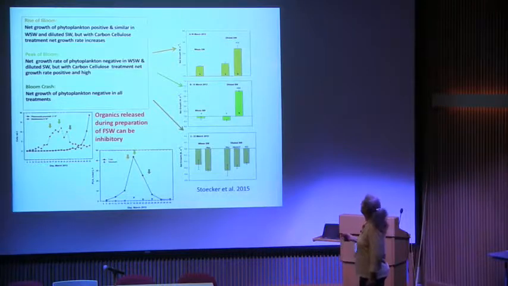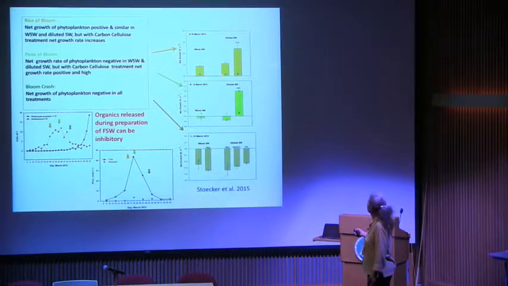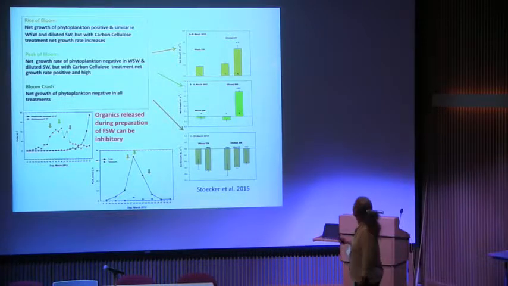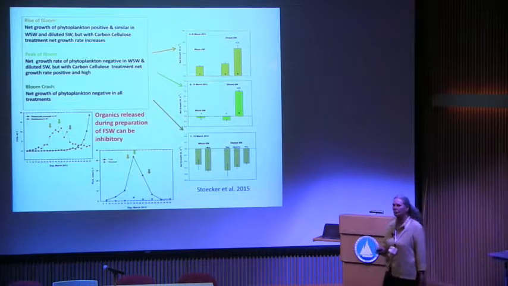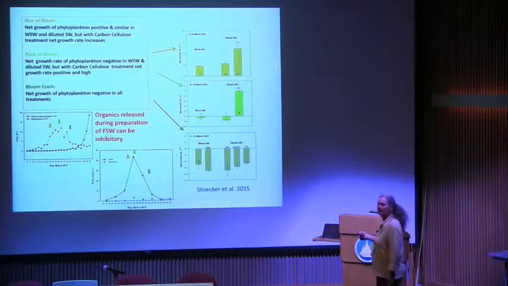And our results. Well, if we looked at the rise of the bloom, that peak right here, and we looked at the net growth rate of phytoplankton in the whole seawater and in the diluted treatment, there wasn't much difference, where you would expect it because you're relieving grazing to be higher in the diluted treatment. But if we put that dilution water through the carbon cellulose filter, all of a sudden we got increased growth. We did it also at the peak of the bloom, right here, and we didn't get any positive growth in the whole seawater or the diluted treatment, but in the carbon cellulose treatment we did.